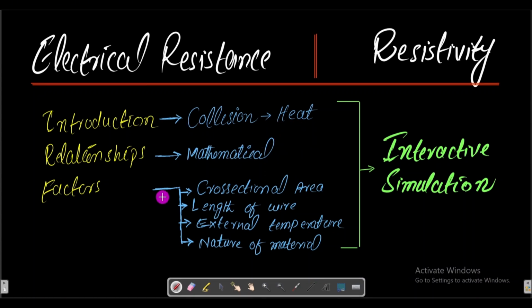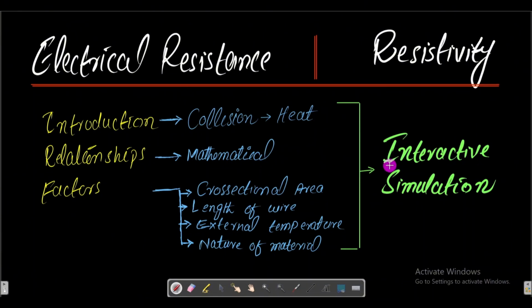Those factors are the cross-sectional area, the length of the wire, and similarly the external temperature and the nature of the material. So all these are the external factors on which the resistance, and in other words the resistivity, also depends indirectly. We will discuss all these things in more detail, using interactive simulations, not the traditional way. So this video is very helpful for you, and let's start the video.